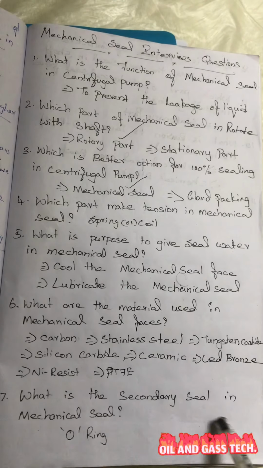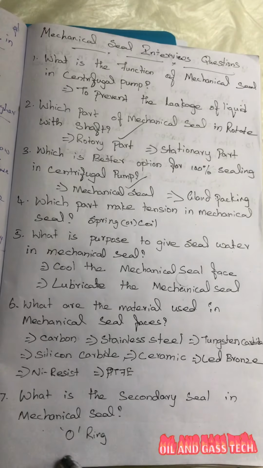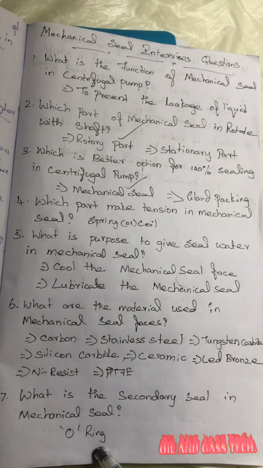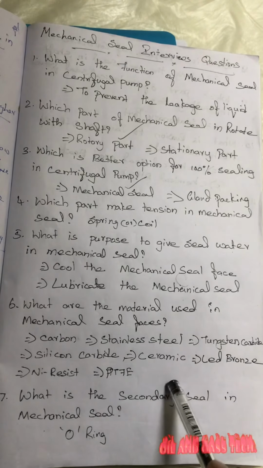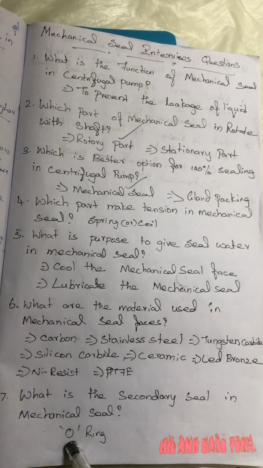What is a secondary seal in mechanical seal? O-ring is a secondary seal. Primary sealing area is the phases, two phases. Secondary sealing area is the O-ring.